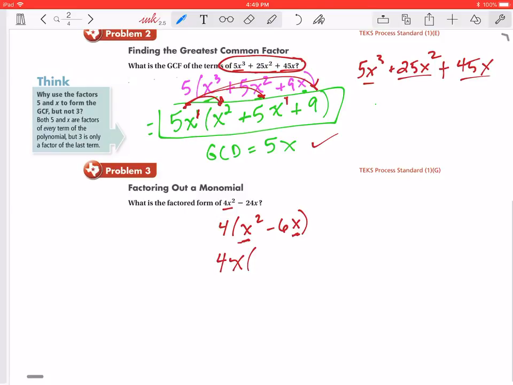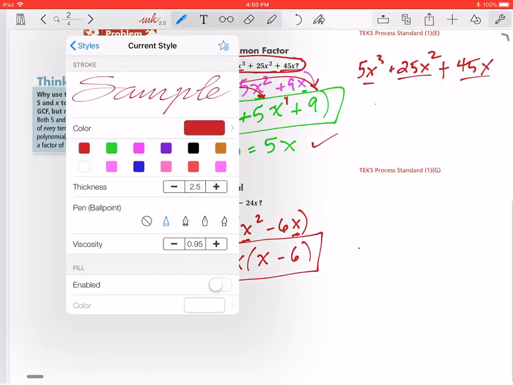So if I were to say 4x, then this is going to become x minus 6. Because remember, 6 times x will give us 6x. We're just going to write 6 so that when we distribute that back in to double check ourselves, we can make sure that we have our expression in the simplest terms. And I know that I'm done here because I have a constant inside my parentheses.